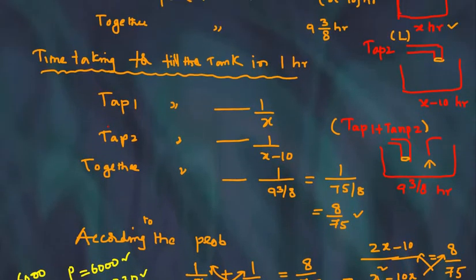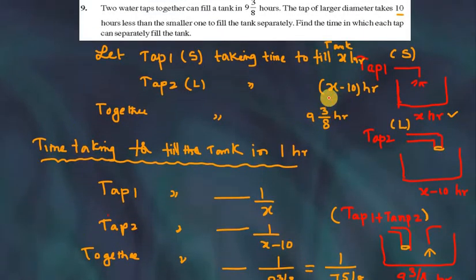So what is the x value? We have taken x as the time tap 1 takes to fill the tank, that is nothing but 25 hours. So the first tap is taking 25 hours, the second tap is x minus 10. X minus 10 means 15 hours. So this is about the sum.